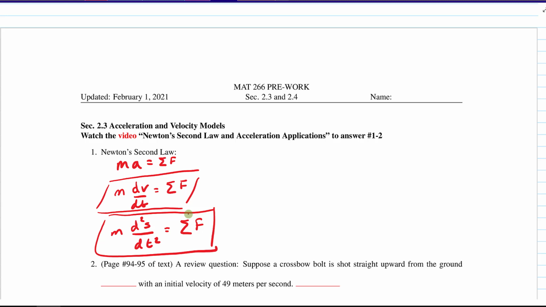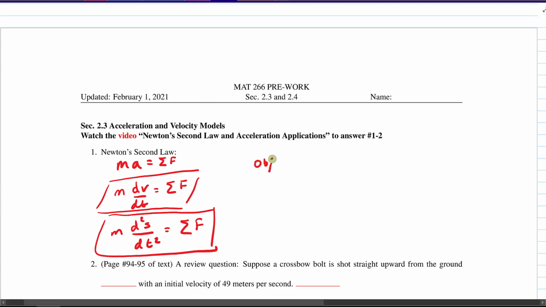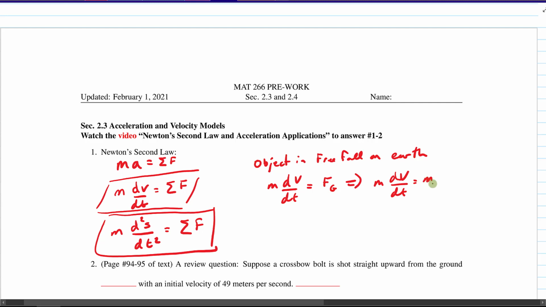Okay, so the next thing we want to look at is how we are going to deal with this with just an object in free fall. So an object in free fall on the Earth, we could think of the only force that you have on the object is the force due to gravity. So we could say that m dv/dt is equal to simply the force due to gravity. And so we could say then that m dv/dt and the force due to gravity is simply the object's mass times the acceleration due to gravity on Earth.